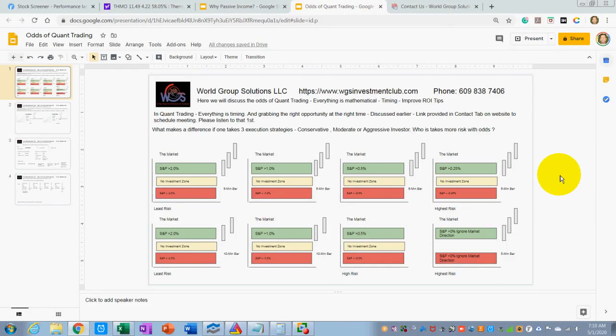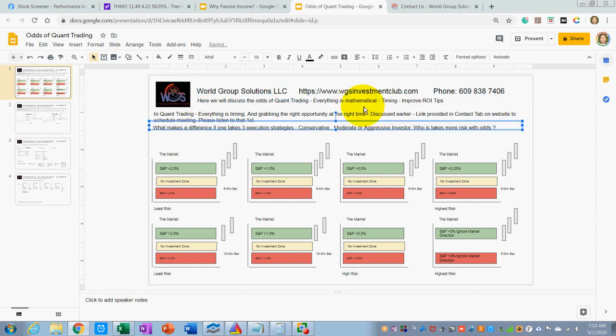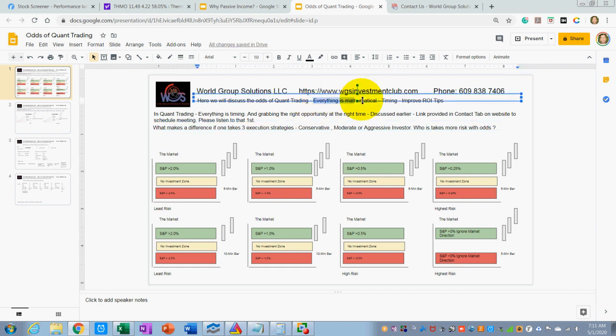Hi folks, today I'll be talking about another slide, where I'll be discussing more in terms of how you improve your odds in quant trading. And as said earlier, everything is mathematical, timing is the key, and how you keep improving your ROI. Those are the type of conversations I'll be having in this presentation.